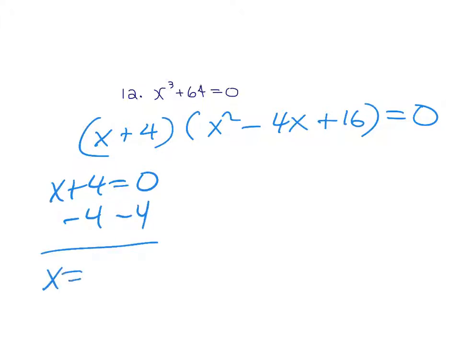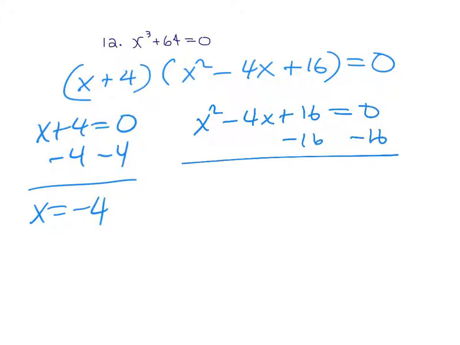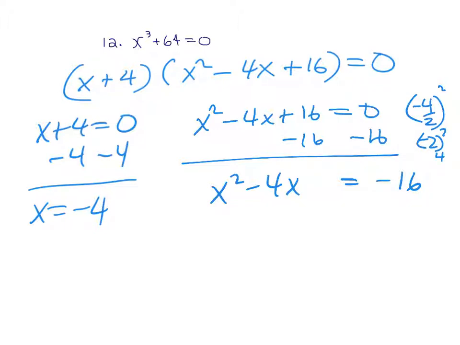So my first real solution is x equals negative 4. And now to get the imaginary, quadratic formula or completing the square. So again, if I go ahead and do completing the square, because I've been practicing this a lot, let's do another one. Again, move the constant. X squared minus 4x equals negative 16. Take the b term, divide it by 2, and square it. So negative 2 squared gives me 4. So I'm adding 4 to both sides. So then x minus 2 squared equals negative 12.